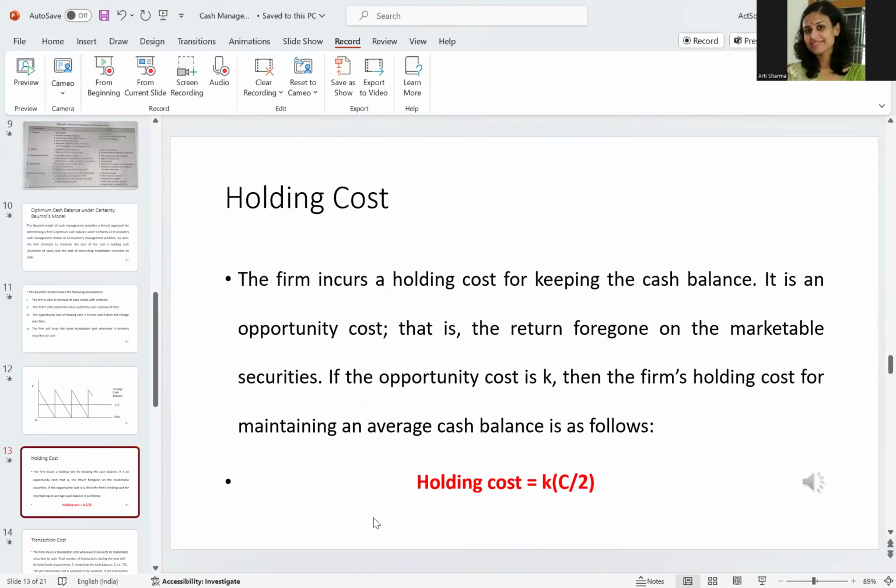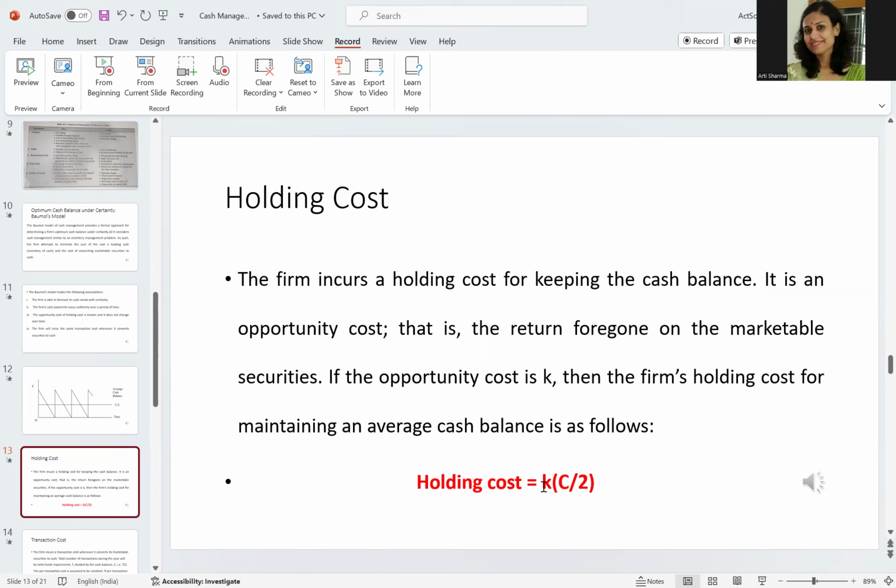First is the holding cost or the carrying cost. So the firm incurs a holding cost for keeping the cash balance. It is the opportunity cost, that is the return foregone on the marketable securities. So if we are holding the cash in the company and not investing it somewhere else, then it involves the opportunity cost of investing it in some marketable securities or in the short term securities, by which we could have got some return. So that opportunity cost becomes the holding cost here.